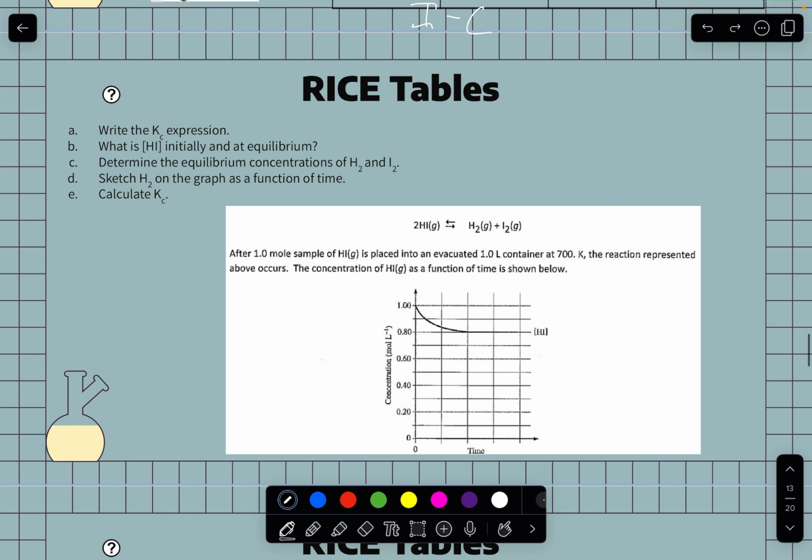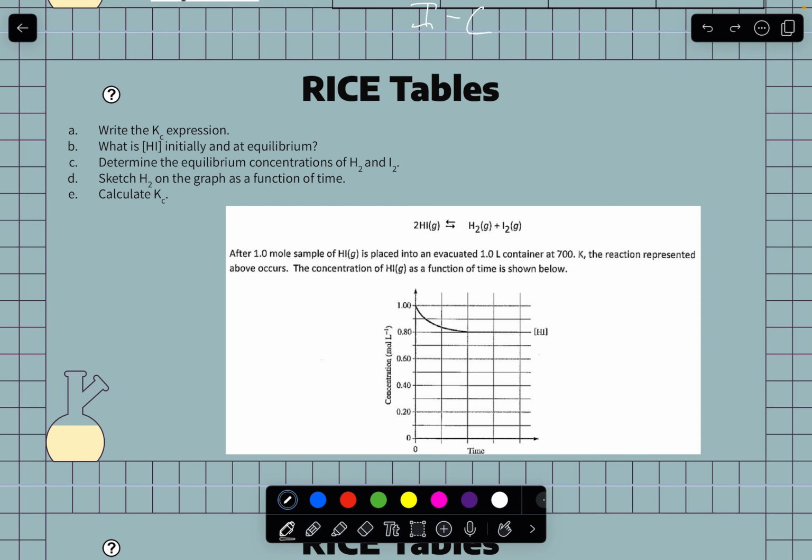All right, so let's do an example with this one. We have this question here. After a 1.0 mole sample of HI gas is placed in an evacuated 1 liter container at 700 Kelvin, the reaction represented above occurs. The concentration of HI as a function of time is shown below.